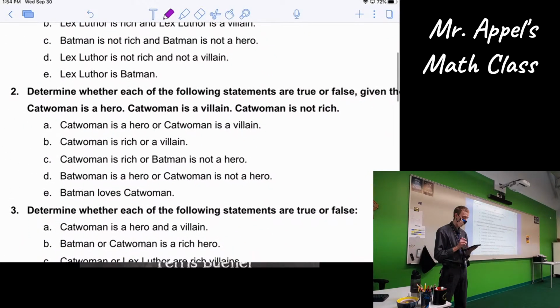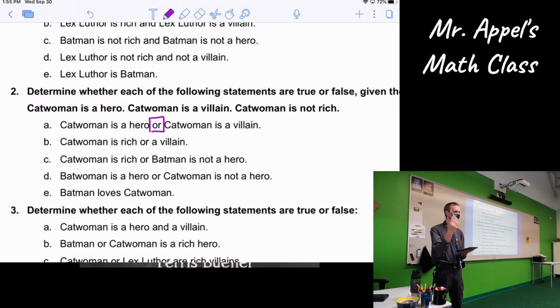In the next one, I've given you some additional facts about these characters. Catwoman is a hero. Catwoman is a villain. Catwoman is not rich. Okay, she's a very interesting character, right? Playing on both sides. So, is Catwoman a hero or is Catwoman a villain? You can state it that way. She is a hero or is a villain.